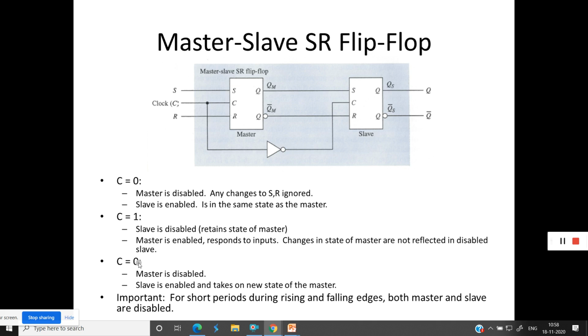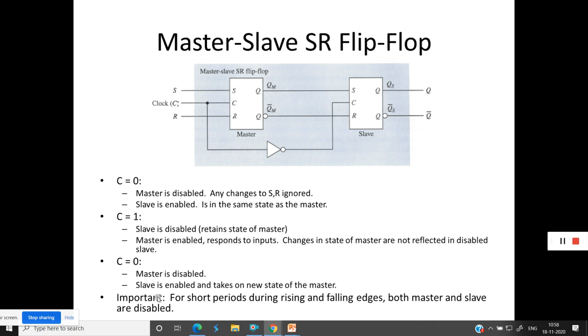Okay. Next, again when C becomes 0, master is disabled. Slave is enabled, and it takes on the new state of the master. So when the clock was 1, the master was enabled, so it will take a new state. The new state will be at the QM bar output. Clock was 1, the slave was disabled. Now when the clock becomes 0, this becomes 1. So whatever the new state was on the QM, it will be reflected on the QS and QS bar.